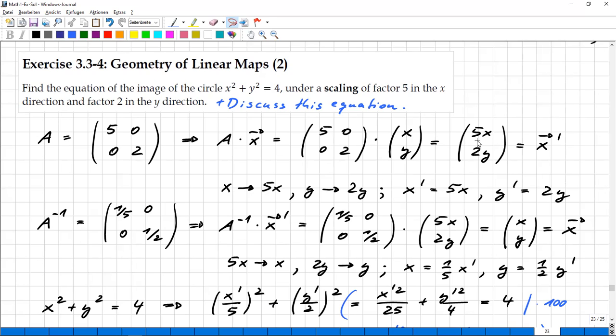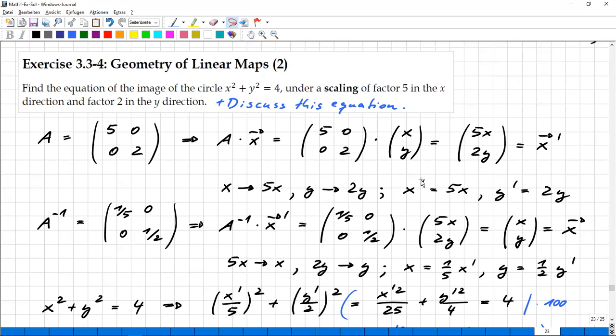Now let's look at the components separately. You see, what happens here is that the original x component is mapped to 5 times x, the y component to 2 times y, nothing special. I call these x prime equals 5x and y prime equals 2y. This is the mapping notation, more like, if you want, the functional notation.